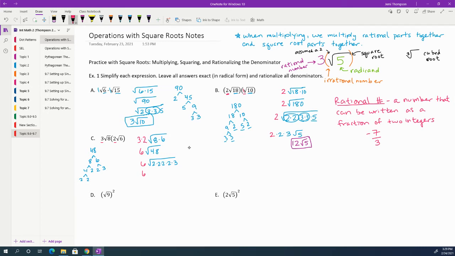So I have the 6 outside. Pair of 2s gives me a 2. Another pair of 2s gives me a 2. Now, it is possible that, and this isn't the case here, but what if I had taken out everything I could and there was nothing left inside? If I have nothing left under the radical, then the radical just falls off. It's gone. And that's okay. So that's 24 square root 3.